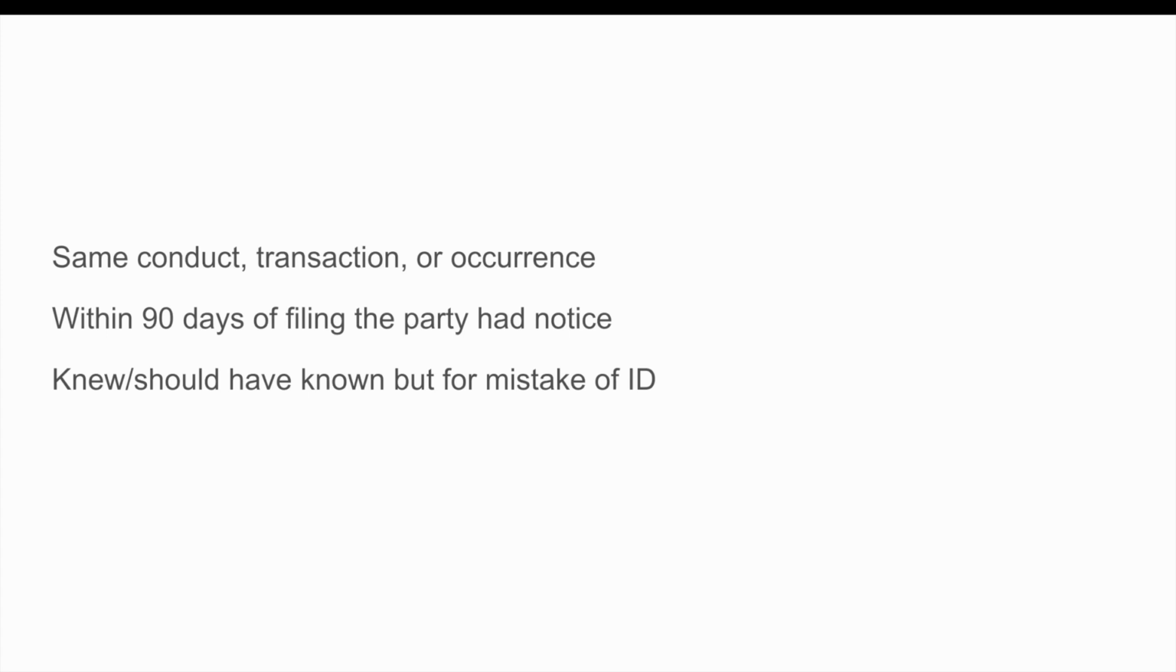Relation back for parties. ¿Cuál es la enmienda retroactiva para las partes? Explique. It comes from the same conduct, transaction, or occurrence. Within 90 days of filing, the party had notice and knew or should have known, but for mistake of ID.